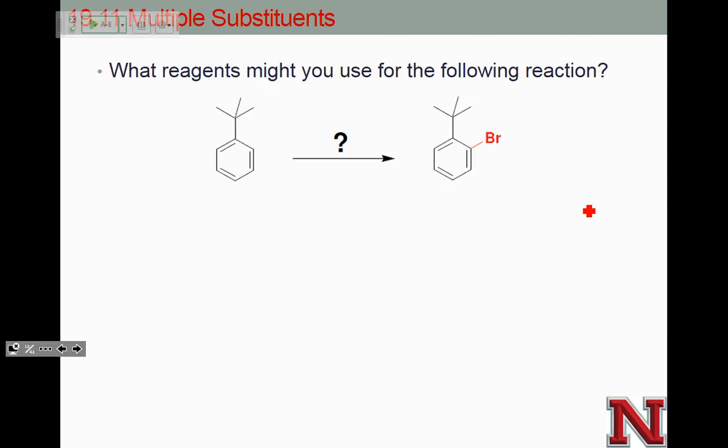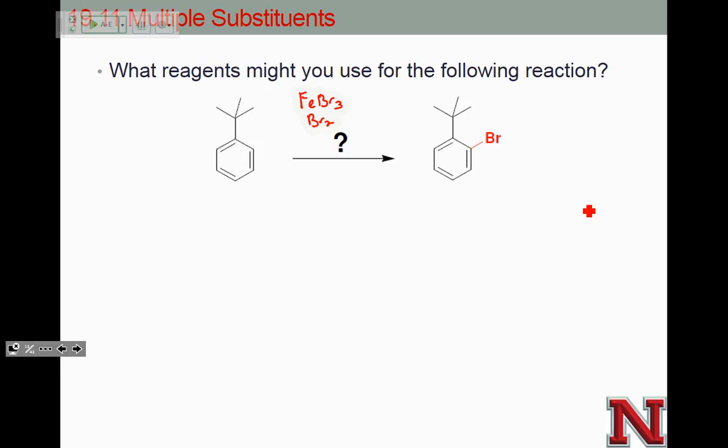Now, what if we wanted to get the bromine in this position? Would this be, if we just added Br2 and FeBr3, our major product? So let's say we just took this starting material and we added FeBr3 and Br2. Would we get this as our major product? You're shaking your head no. Why?